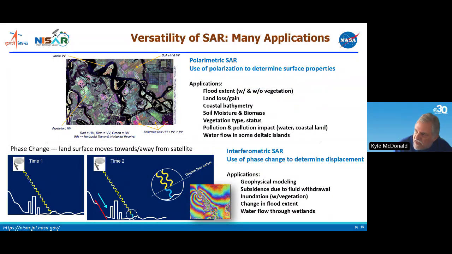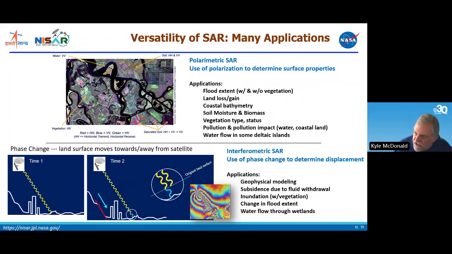Some of the applications that we're looking at in terms of what the polarimetric SAR is providing include things like flood extent, loss of land in the coastal regions, or other land degradation processes. The Indians in particular have an interest in looking at coastal bathymetry, so we can do shallow water bathymetry with this instrument. We're looking at soil moisture and biomass, mapping vegetation classes, looking at vegetation structural features, very, very valuable for looking at biodiversity issues related to structural change, pollution and pollution impacts. SAR has been shown to be very useful at looking at oil spills, for example, as one impact of that. Water flow and degradation of systems in deltaic regions, things like that.